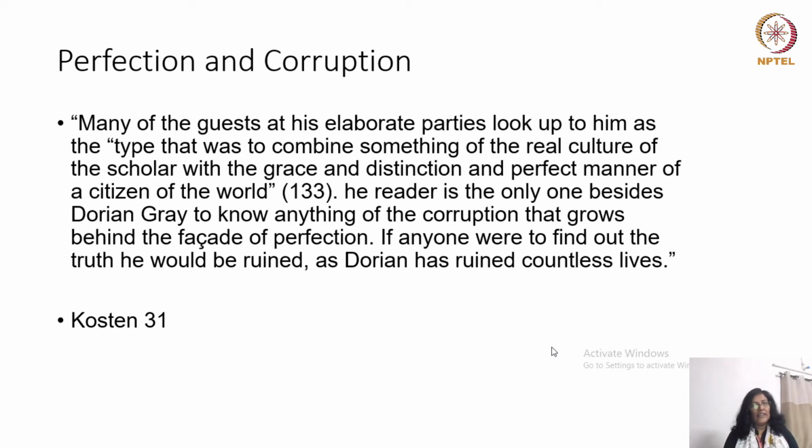What is significant and what is ironic is that only the reader knows the ulterior, the hidden depths of Dorian Gray, which is about corruption, decadence, indulgence, sensual pleasures. On the one hand, we have this external facade of perfection and underneath that, we have this world of corruption. Now, if people came to see this hidden underbelly, so to speak, of Dorian's character, his reputation would be destroyed, just as Dorian did destroy numerous lives. And Sybil Vane is a fantastic example, and so is Basil Hallward, who gets murdered by Dorian.